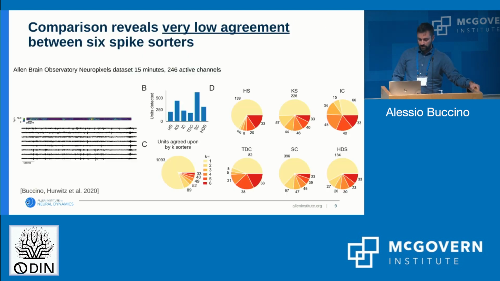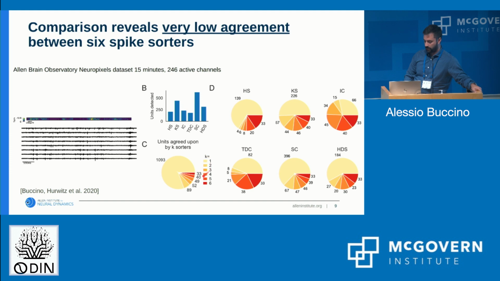And first of all, we observed that spike sorters strongly disagree. So here we basically ran 6 different spike sorters on the same dataset. It was a Neuropixels dataset from the Allen Brain Observatory. And we ran 6 sorters: HerdingSpikes, Kilosort, actually this is Kilosort 2, Ironclust, 3D Clue, SpykingCircus, and HDSort. And here in color code is the number of units that K sorters agree upon, right?